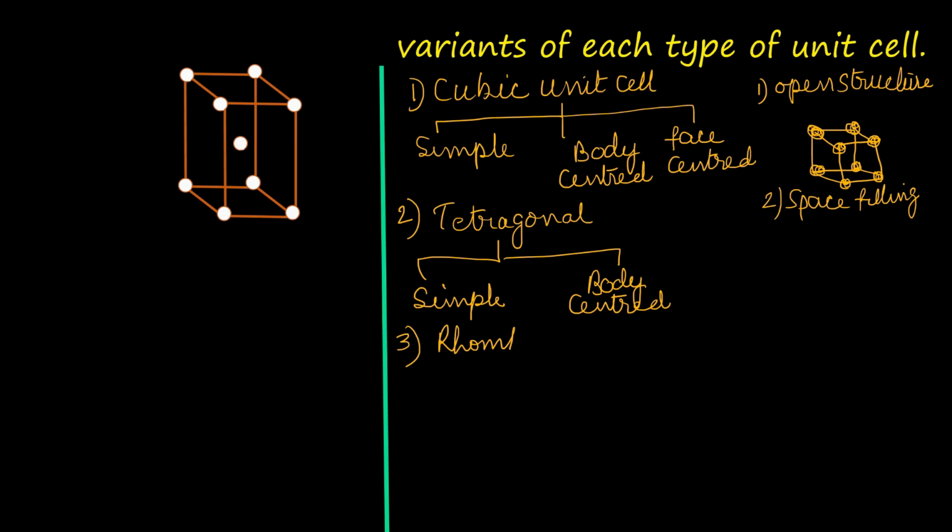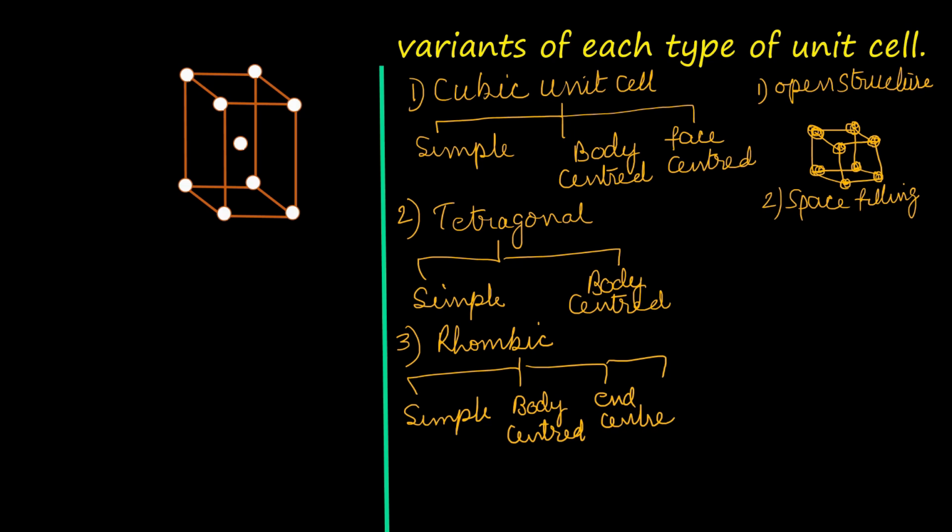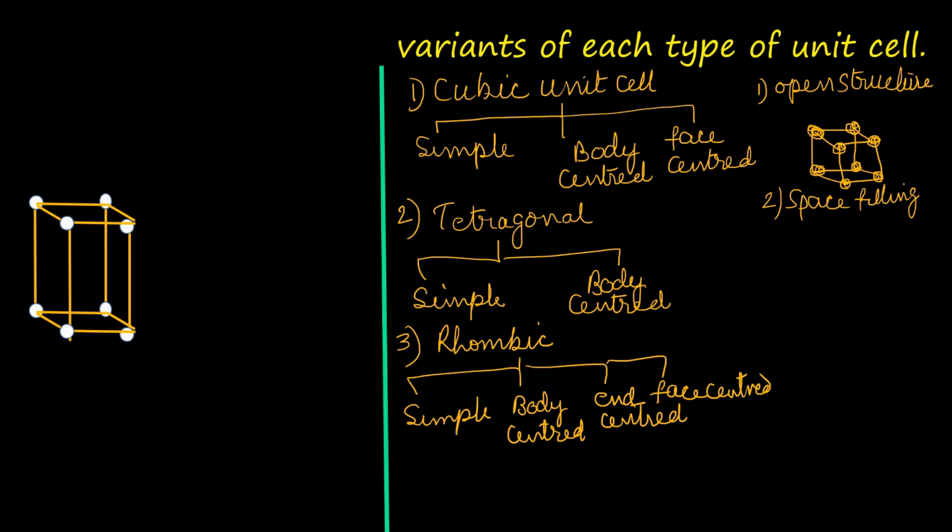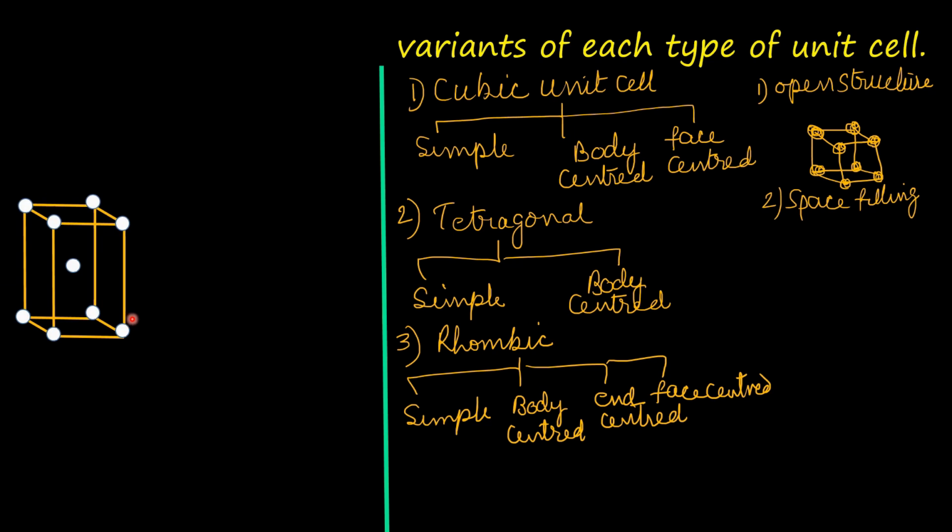Variants of the third type, that is orthorhombic or rhombic. There are 4 types: simple, body-centered, end-centered and face-centered. This is the simple rhombic type with particles at the 8 corners. This is the body-centered with a particle in the center of the unit cell.